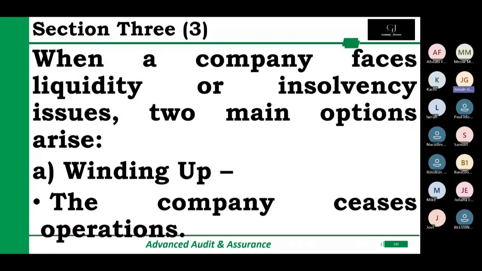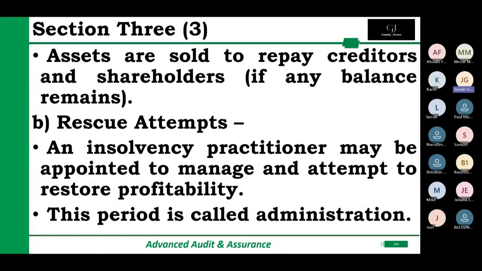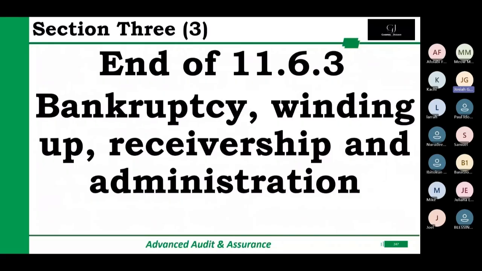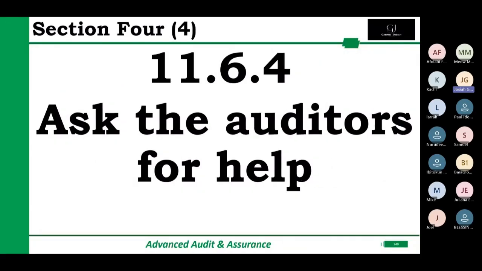So when a company faces liquidity or insolvency issues, there are two main options. Number one is to wind up, to close out or close down the company. Speaking to assets being sold to repay creditors, and if there's balance, they give it to shareholders. If there's none, the shareholders go home with nothing. And the second one, if there's chance of survival, speaking to the idea of rescue attempts, an insolvency practitioner may be appointed to manage and attempt to restore profitability to the company or to the organization. So this period is called the period of administration, where an insolvency practitioner will take over the company and see how to run it profitably. And that's the idea around bankruptcy, winding up, receivership, and administration.